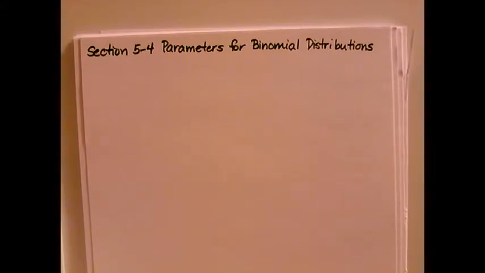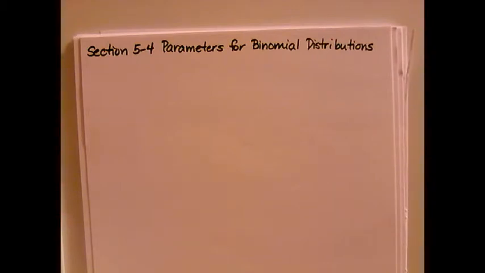Alright, in this video we're going to be looking at some of the parameters for binomial distribution. So we'll revisit some of the formulas for the mean, the variance, and the standard deviation that we talked about for a regular probability distribution, but this time the formulas are going to be a little bit easier when you're dealing with a binomial distribution because you're only dealing with success or failure, which is going to be two outcomes.